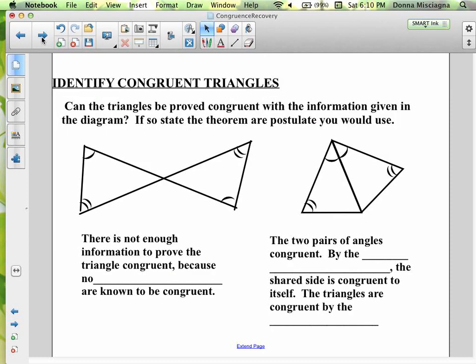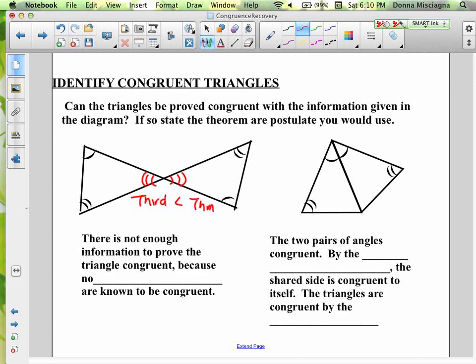All right, let's do a couple more. We're going to identify some congruent triangles. Can the triangles be proved congruent with the information given in the diagram? If so, state the postulate you would use. I'm going to mark anything else we know to be true, and we could mark this, that would be the third angle theorem. But all I'm able to get is angles. So there's not enough information to prove the triangles congruent because no sides are known to be congruent. This one might be in your notes.